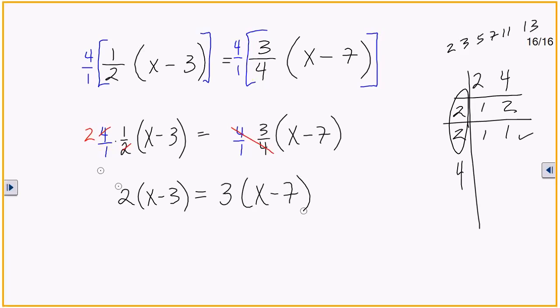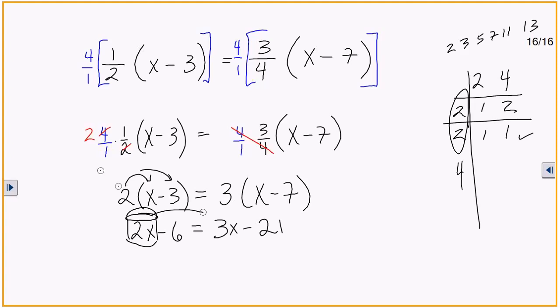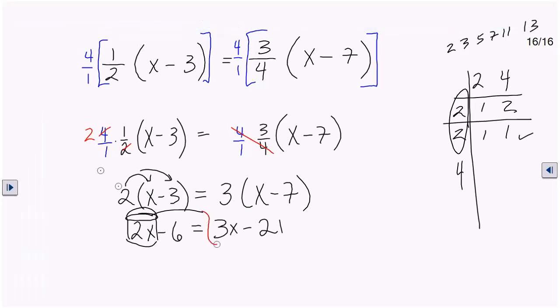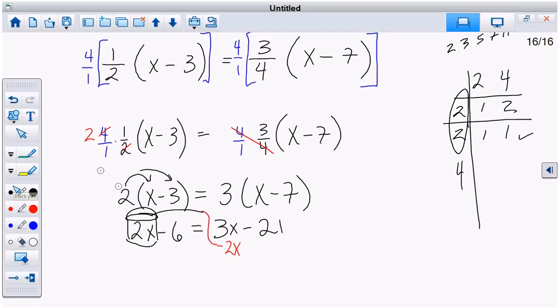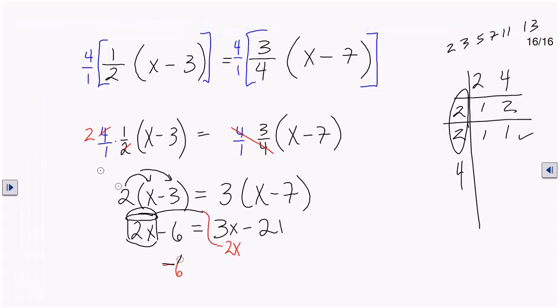And now you have a distributive law problem instead of distributing fractions. So 2x minus 6 is equal to 3x minus 21. My smallest bucket is 2x. I take that across the river, and it becomes negative 2x. So that leaves me with negative 6 is equal to x minus 21.